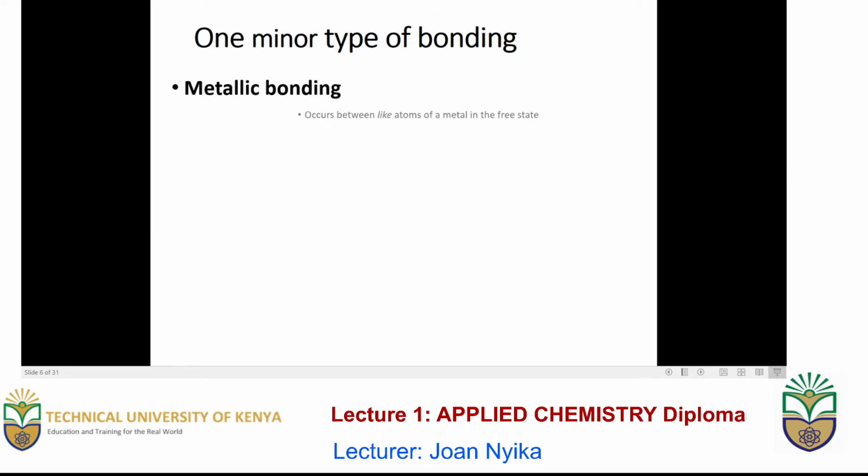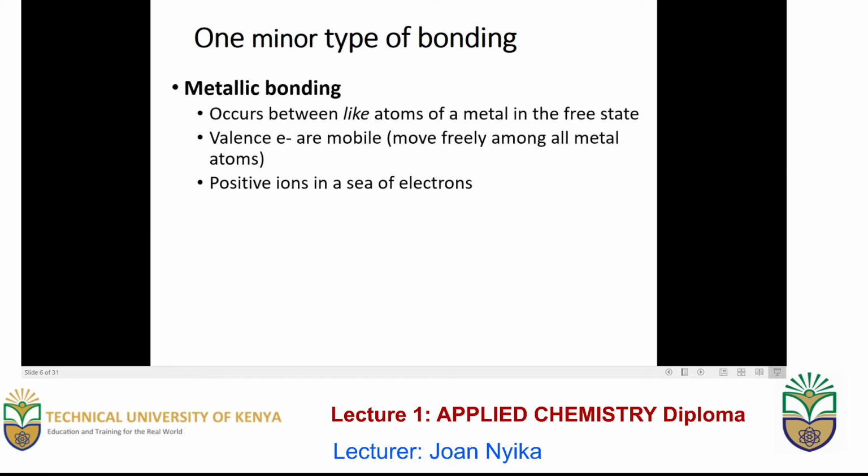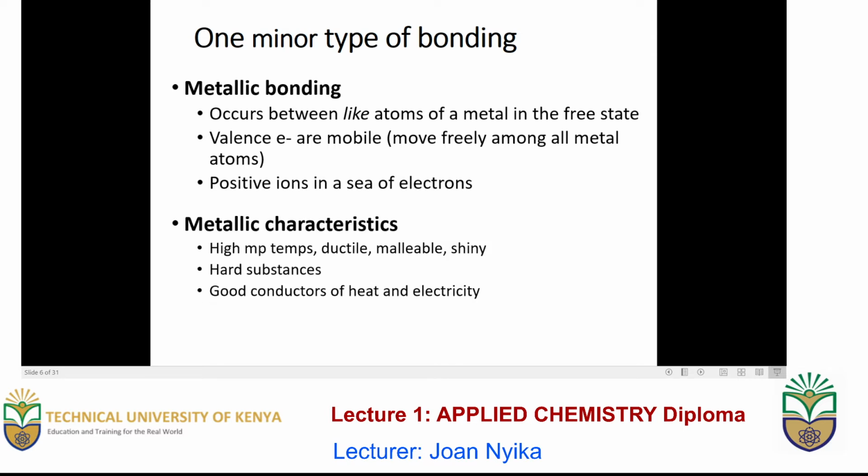However, I want us to look at one of the minor types of bonds, which we call metallic bonding. This one usually occurs between like atoms of a metal in their free state. When I talk of their free state, it is that they have already lost their outermost electrons, they have already transferred them, or they are already in their cation state.